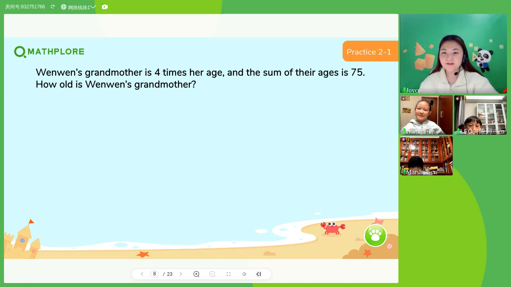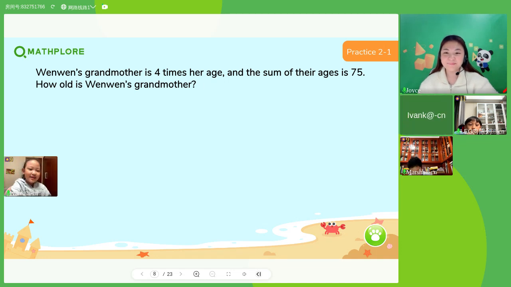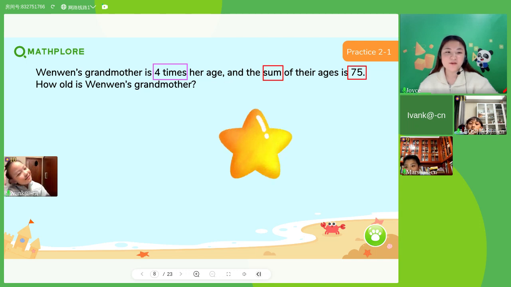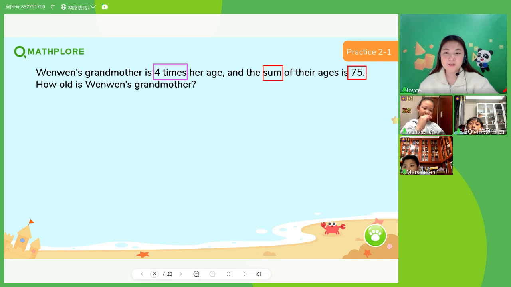Okay, so this time, Ivanka, can you help us to read the sentence, please? Winman's grandmother is 4 times her age. And the sum of their ages is 75. How old is Winman's grandmother? Okay, very good reading. Thank you so much, Ivanka. So this time, everyone, can you guys just try to draw the model out and make the final answer by yourself?